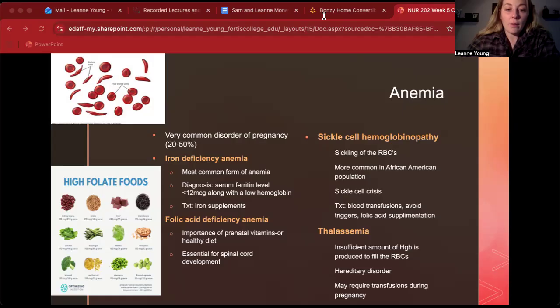Thalassemia is an insufficient amount of hemoglobin that's produced to fill the red blood cells. This is a hereditary disorder and it may require transfusions during the pregnancy.